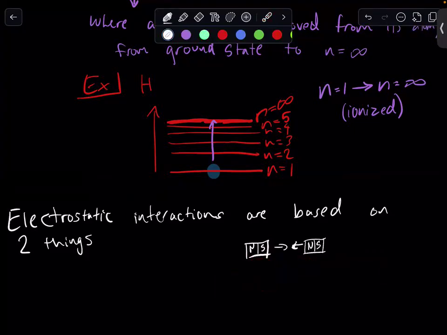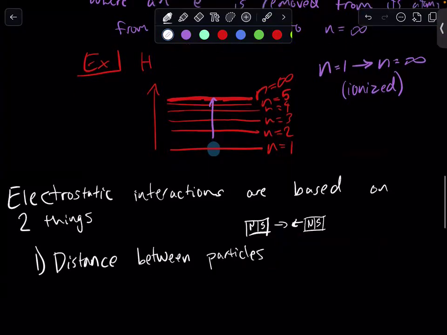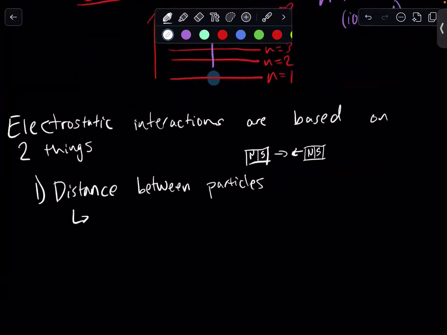So the first thing that affects this is the distance between particles. In an atom, if you're looking at the nucleus and the outermost electron or outer electrons, we call that distance the atomic radius.